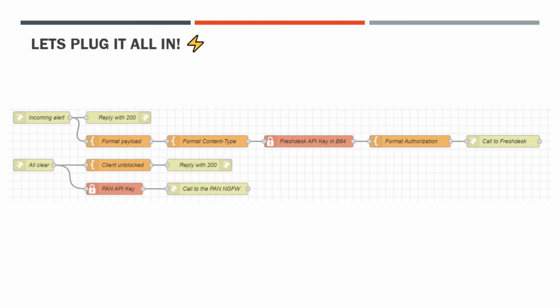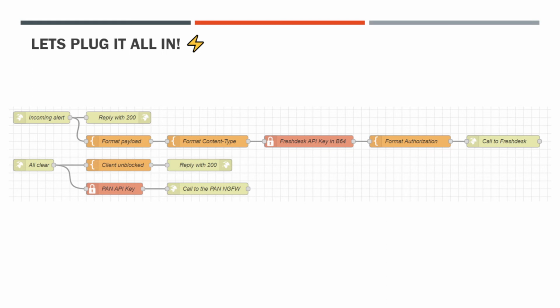These strings of nodes with wires connecting them are known as flows. So the first one is our incoming alert. Node-RED has been informed that someone has done something malicious. The first thing that I want to do is send a response back to the firewall to say, yes, thank you for that message. Otherwise, it just sits there trying to time out. So don't forget to put a response there at the end.